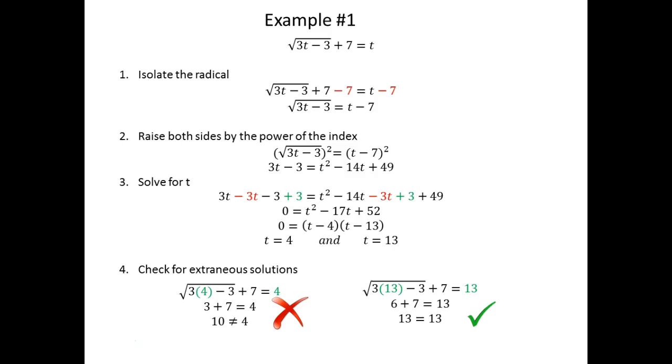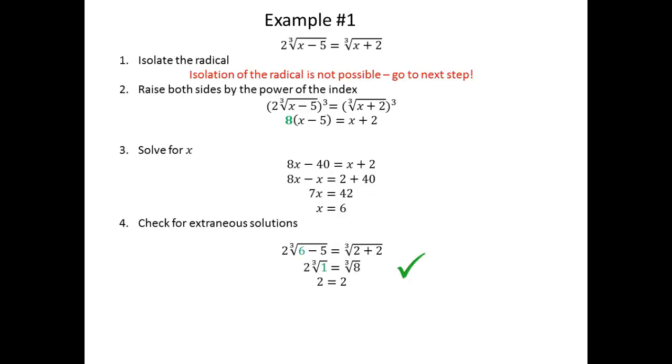So let me quickly review what I did. I isolated the radical. Then I raised both sides to the power of 2. I solved for the variable. And if you end up with a quadratic, you can bet your bottom dollar that it is factorable. So keep trying until you find the factors. Set each factor equal to 0 and solve for the variable, and then check your answers.